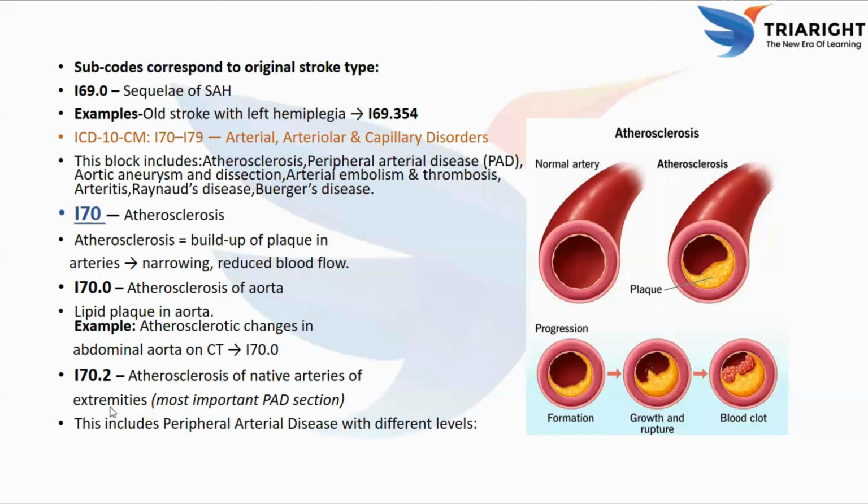So next, I70.2. What does it describe? Arteriosclerosis of native arteries of the extremities. This is the most important code for PAD, peripheral arterial disease. This includes PAD with different severities. For example, it includes claudication, rest pain, ulcers and also gangrene. These details usually appear in the I70.20 to I70.29 section depending upon the laterality and symptoms. So these are classified based on their location and side.